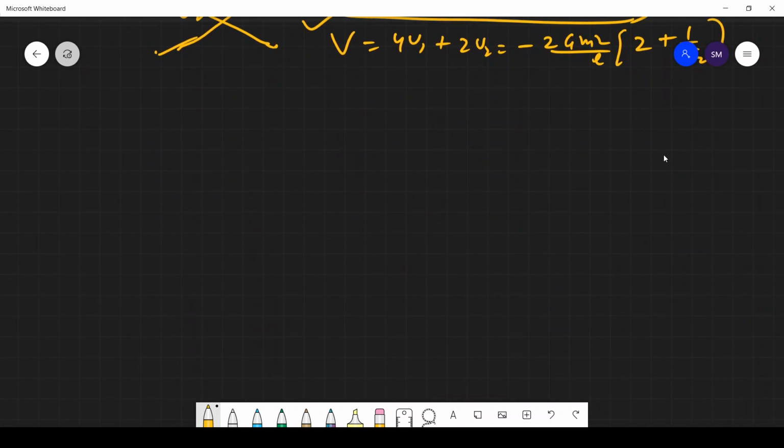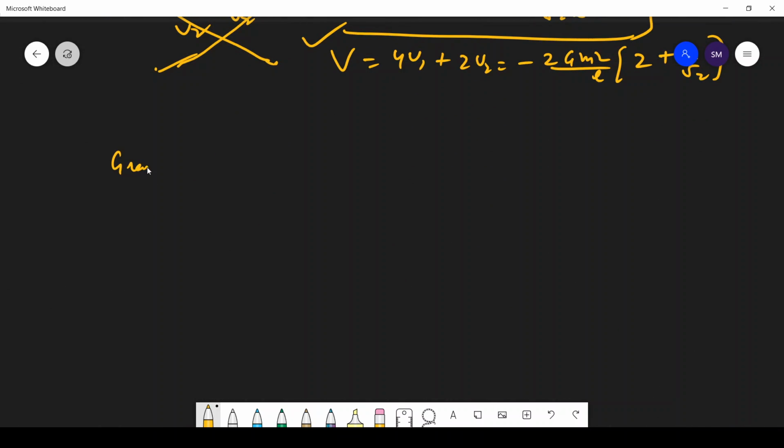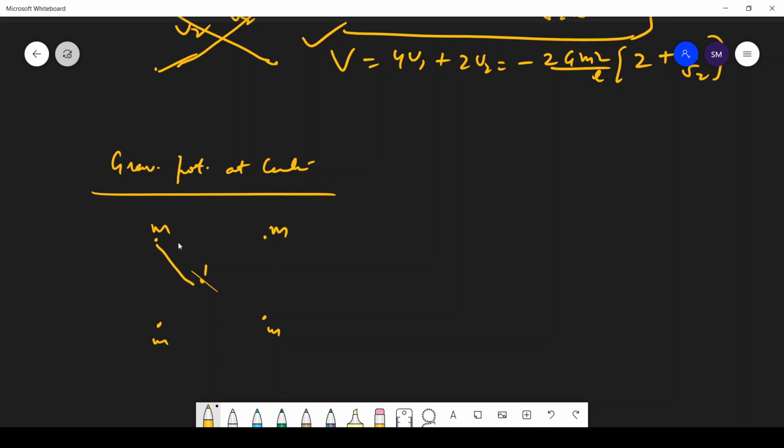Now, what is the gravitational potential at the center? Okay, so here I have the center, and these are the masses. Now I told you, here you have to assume the mass 1 kg, and the same formula applies, but the mass is 1 kg. What is this distance? This whole diagonal is root 2L, so this half of the distance is root 2 by 2L. This is also root 2 by 2L, this is also root 2 by 2L, and this is also root 2 by 2L. And the masses are also the same, M and 1, M and 1, M and 1, M and 1.